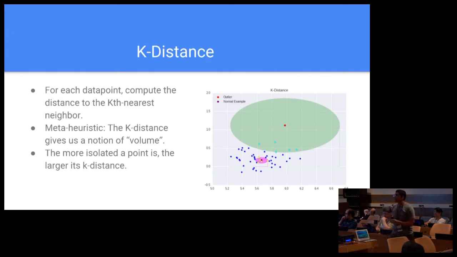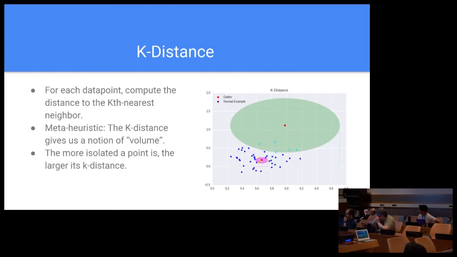And so to do this, we're going to need this first intermediate value, which is the k distance. For each data point, we want to compute the distance to its kth nearest neighbor, where k is specified beforehand. So k could be 3, k could be 5, k could be 100. The idea is that this k distance is going to give us our notion of density as mass over volume. This k distance is going to give us an idea of volume.